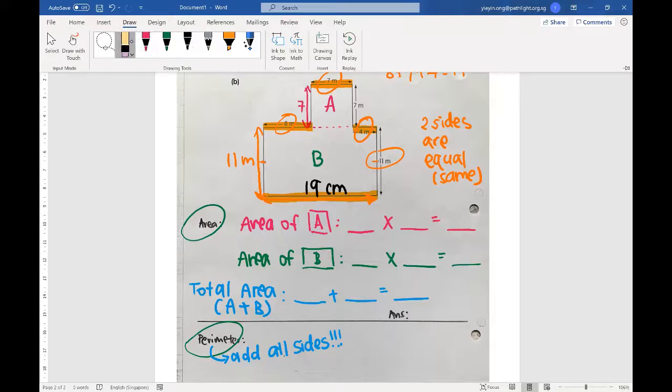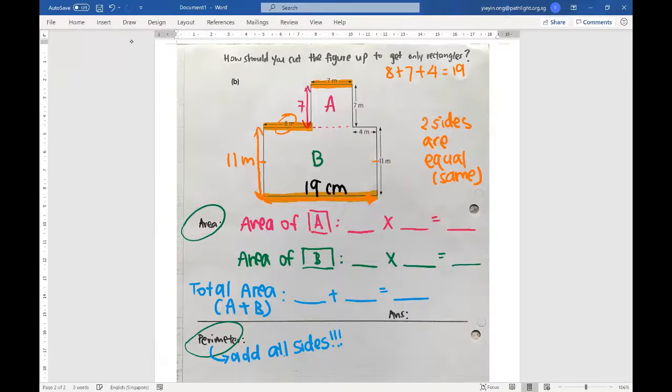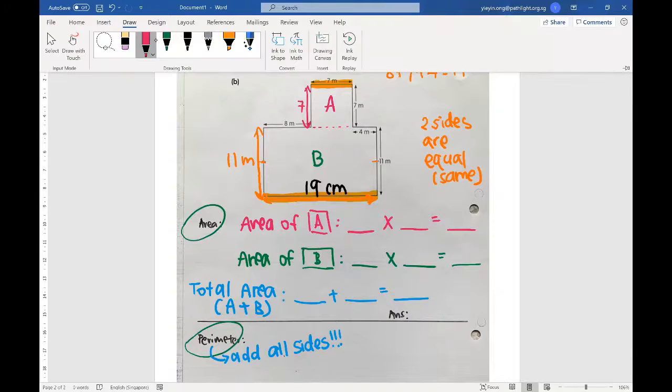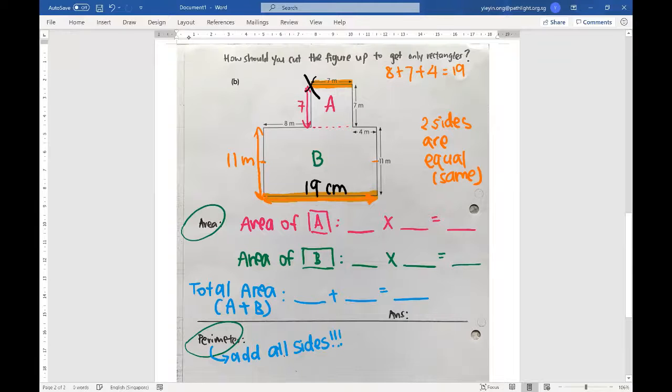Now you can find the perimeter easily. You just have to add up all the sides. Okay, then remember to put a cross. This is the starting point for your perimeter, to walk one round around the figure. Alright, so finish up this question by yourself.